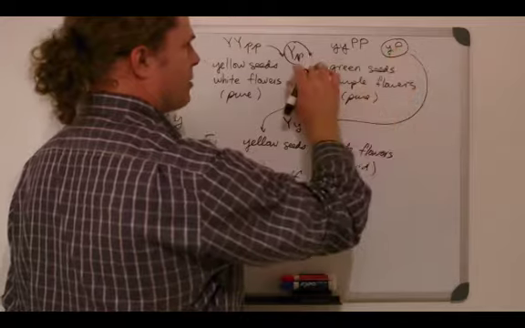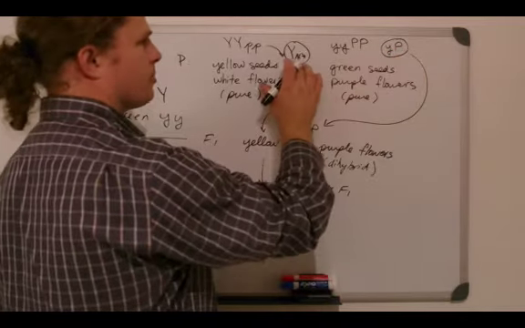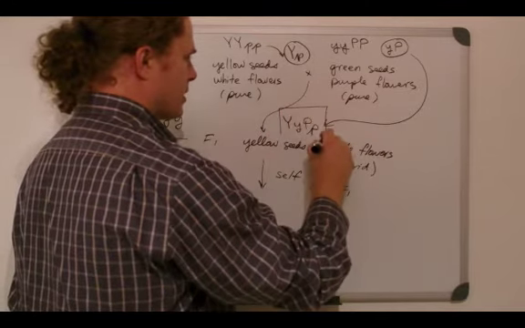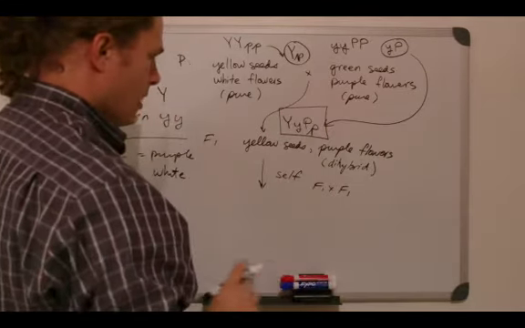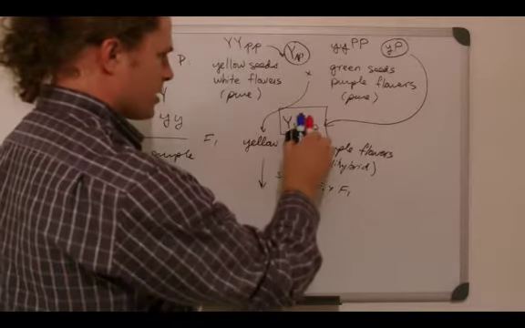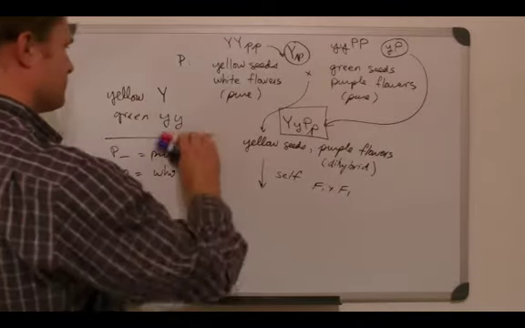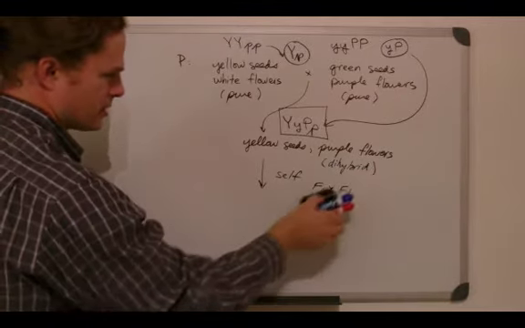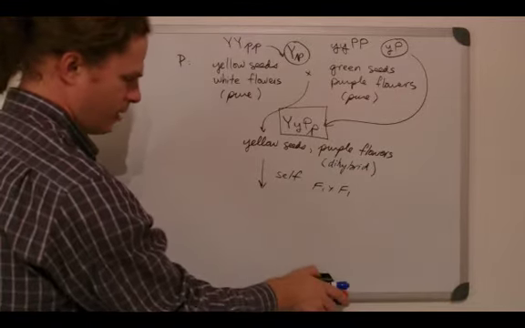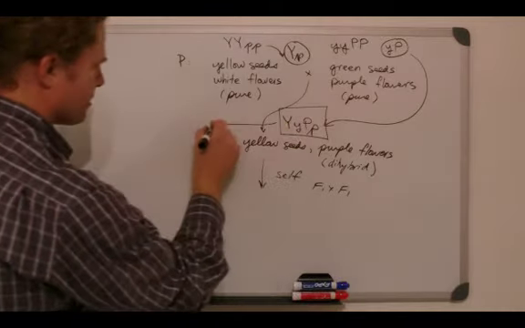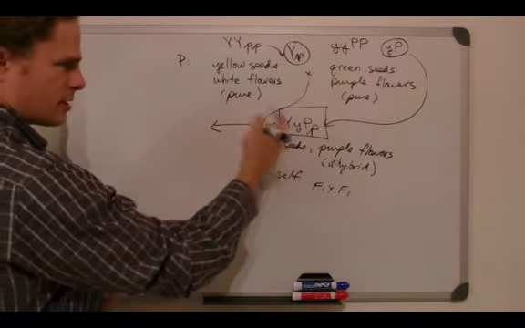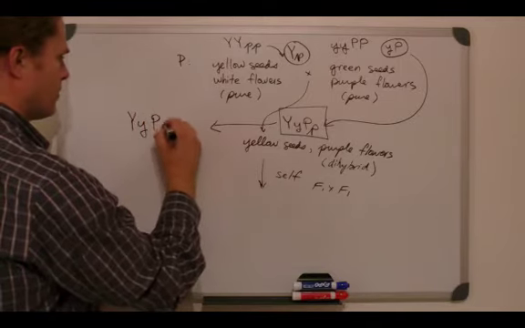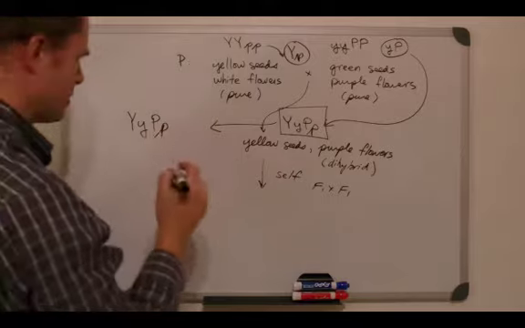So these two gametes fuse. We could say this is the pollen, this is the ovum, for example, to give us this organism that is now a dihybrid. Now what we can say when this organism is selfed, so a self is an F1 times an F1. We can now ask ourselves what sorts of gametes this organism, this dihybrid, can form. Well, it can form a number of different gametes.